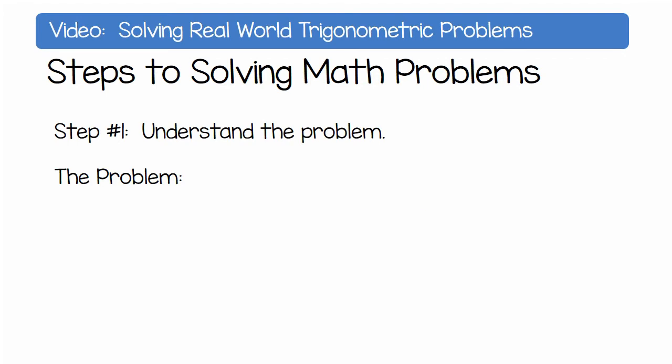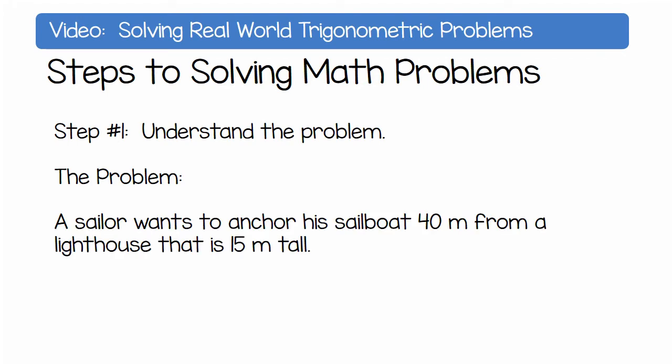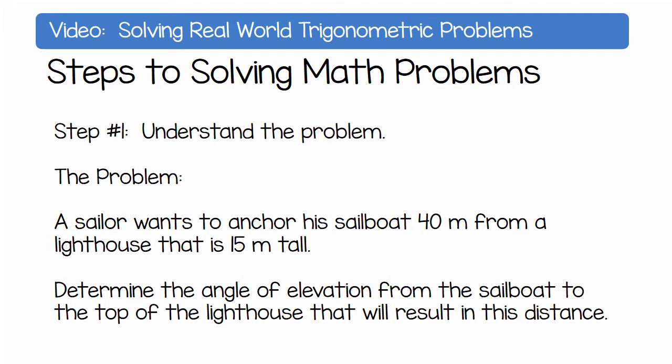Here is our problem. A sailor wants to anchor his sailboat 40 meters from a lighthouse that is 15 meters tall. Determine the angle of elevation from the sailboat to the top of the lighthouse that will result in this distance.